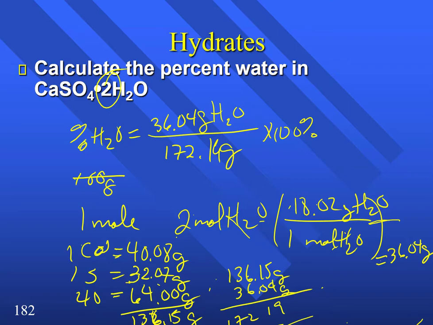So 36.04 divided by 172.19, times 100, equals 20.93% water.